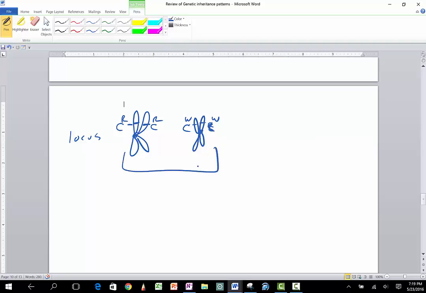So once again, these are homologous chromosomes, locus, and allele. This designation and this designation are the alleles. They're different versions of the C gene that lives at the C locus.